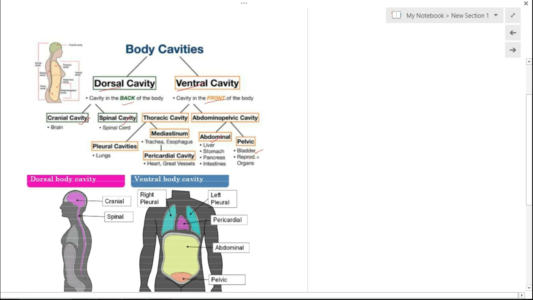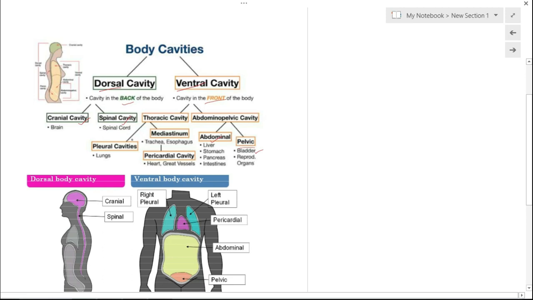Okay, in the pelvic cavity, this is bladder. Urinary bladder is there, reproductive organs are there. That was the question. Okay, bladder, reproductive organs and some part of large intestines are present in which cavity of the body? The correct answer is pelvic cavity.